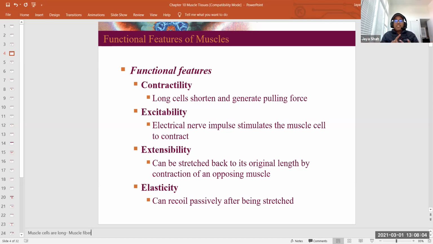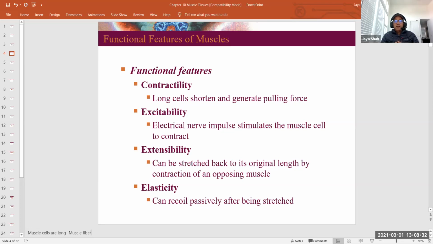Okay. Excitability. The electrical impulse from the motor neuron stimulates the muscle cell to contract. That means the muscle cell also can generate and transmit electrical impulses. That is the excitability property of muscle cells.